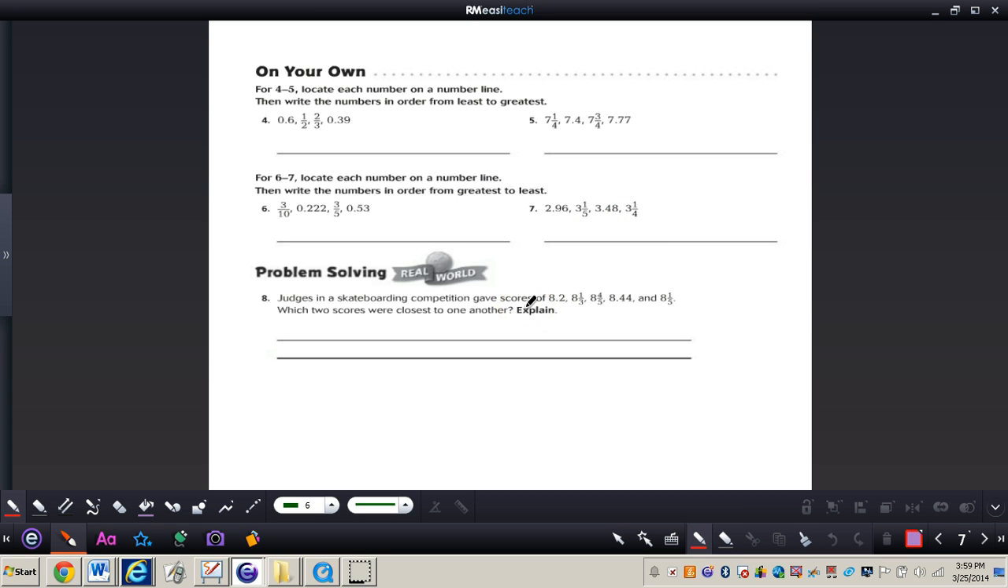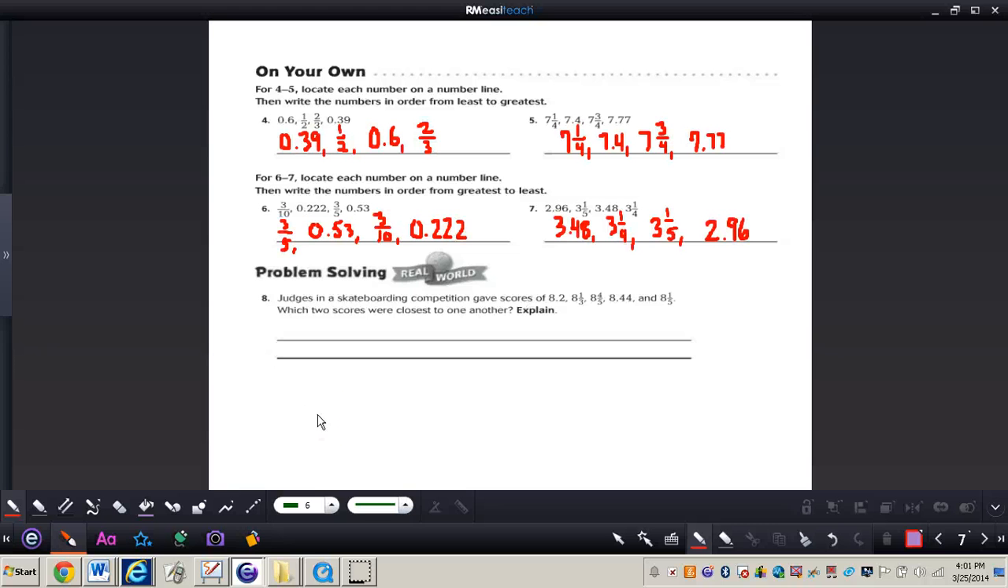Okay, here are the answers for numbers 4 to 7. So you may even need to pause this and double check and make sure your answers match with mine. Okay, now for number 8, let's take a look at the answer here. We have 8 and 2/10 and 8 and 1/5 are equal. Okay, so they are closest. A possible explanation you may have: I saw on the number line that the two values were in the same place, so they were the closest.